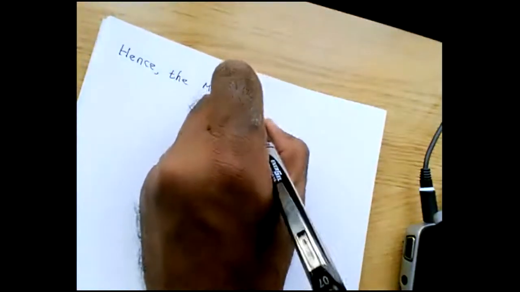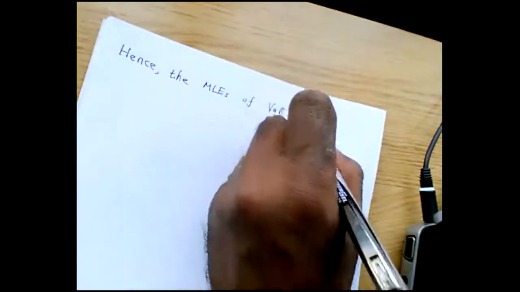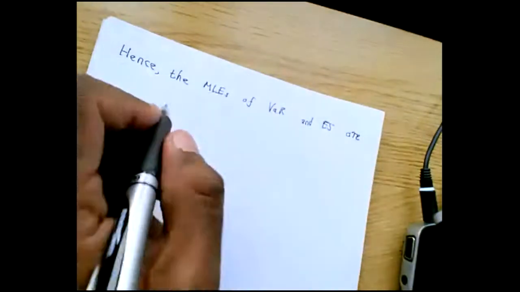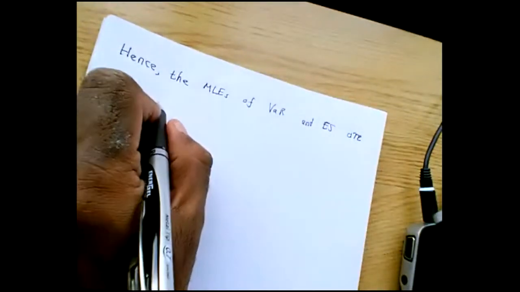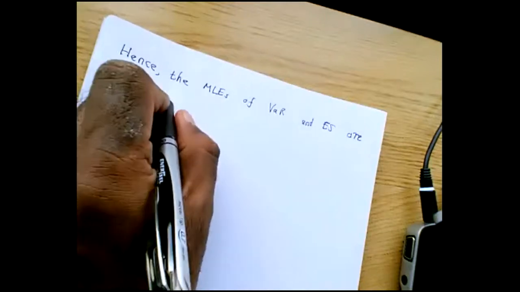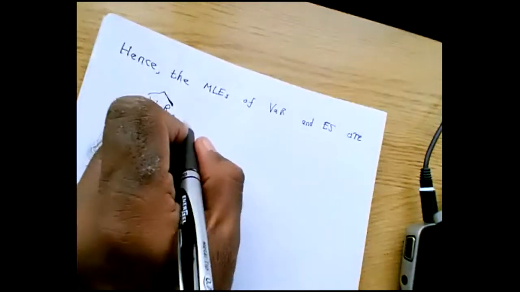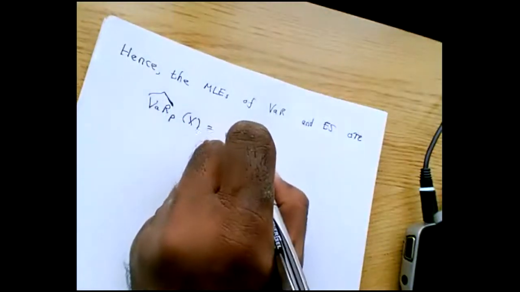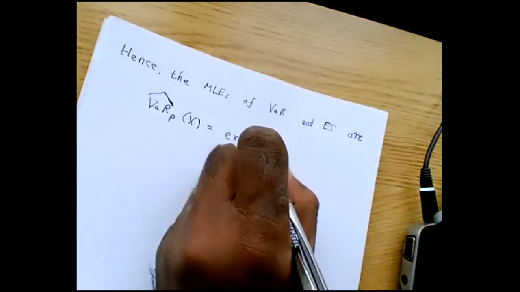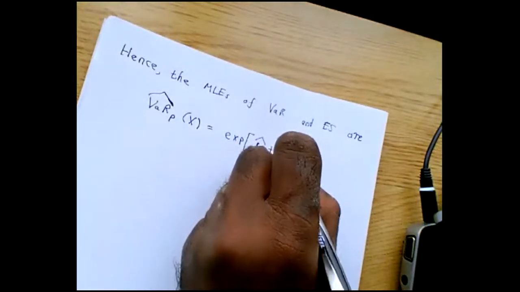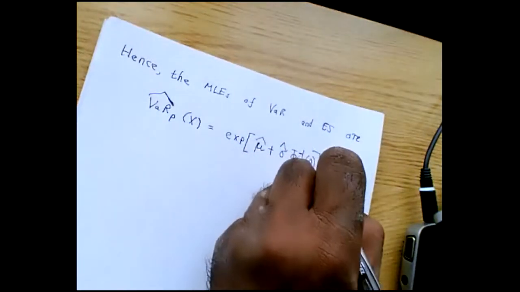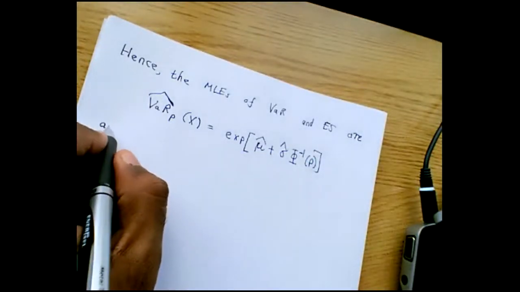Hence, the MLEs of VaR and ES are as follows. So the MLE for VaR, right, this is the MLE for VaR, and the MLE for ES.